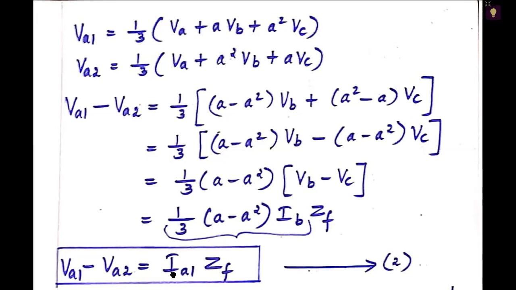So VA1 minus VA2 is equal to IA1 into ZF. VB minus VC is substituted as IB into ZF from the initial fault conditions at the terminals. Then from equation 1, these three terms we replace as IA1.